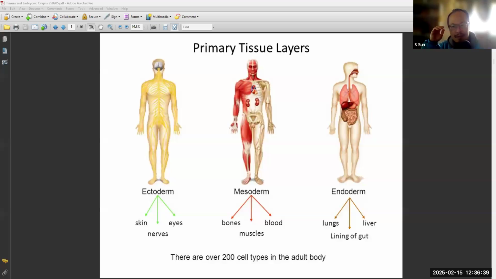So that's the first portion of this lecture. Let's take a break and we will continue to talk about the human tissues.